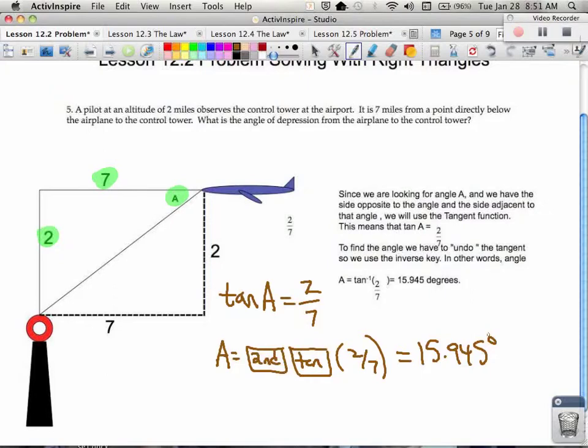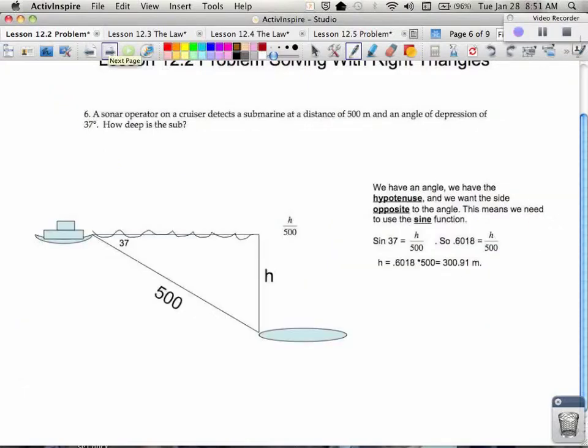Let's try another one. Lots of examples. In this next example, a sonar operator on a cruiser detects a submarine 500 meters away from it at an angle of depression of 37 degrees. How deep is the sub? So now I have an angle of 37 degrees, angle of depression from the water level down to the sub. I know that I'm looking for the side that's opposite to that angle of 37 degrees, and I have the hypotenuse given to me, which was the distance to the sub directly.